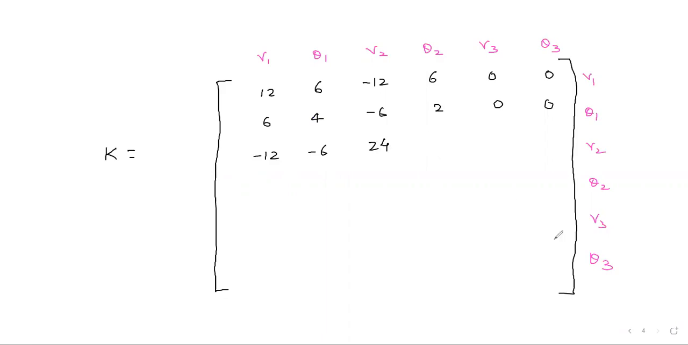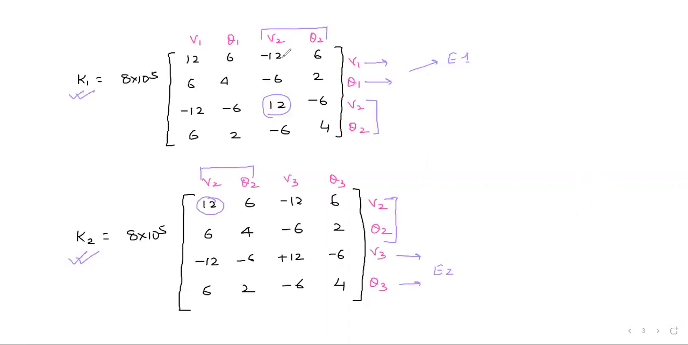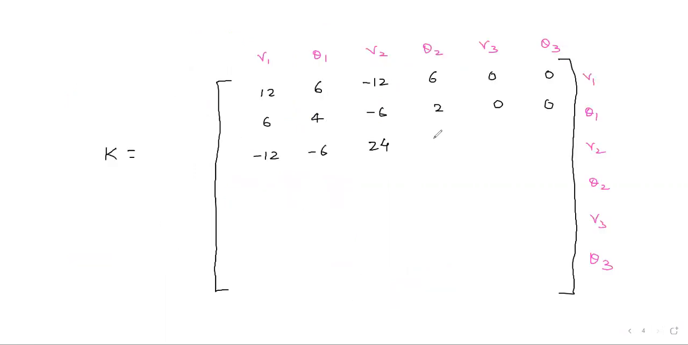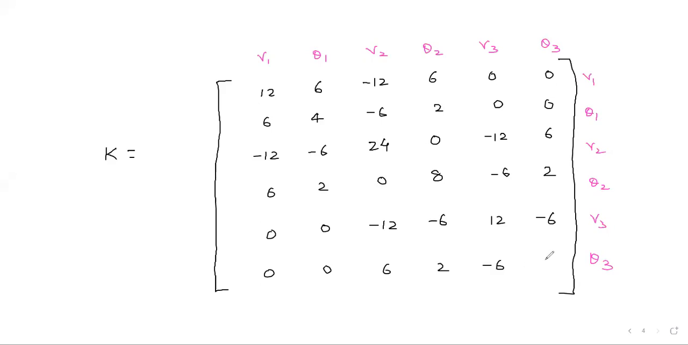Similarly, if you see, that will become minus 6 plus 6, theta 2 V2. See, theta 2 V2 minus 6 and here theta 2 V2 plus 6. 6 plus minus 6 is 0, right? So I am going to write here 0. Similarly, I am going to write the other values: minus 12, that will be 6, then again 6, 2, then that will again become 0, then this is 8, minus 6, this will be 2, then we will have 0, 0, minus 12, minus 6, 12, minus 6, and then 0, 0, 6, 2, minus 6, and 4. So we have calculated the global stiffness matrix. Yes, the common factor is 8 into 10 to the power 5.